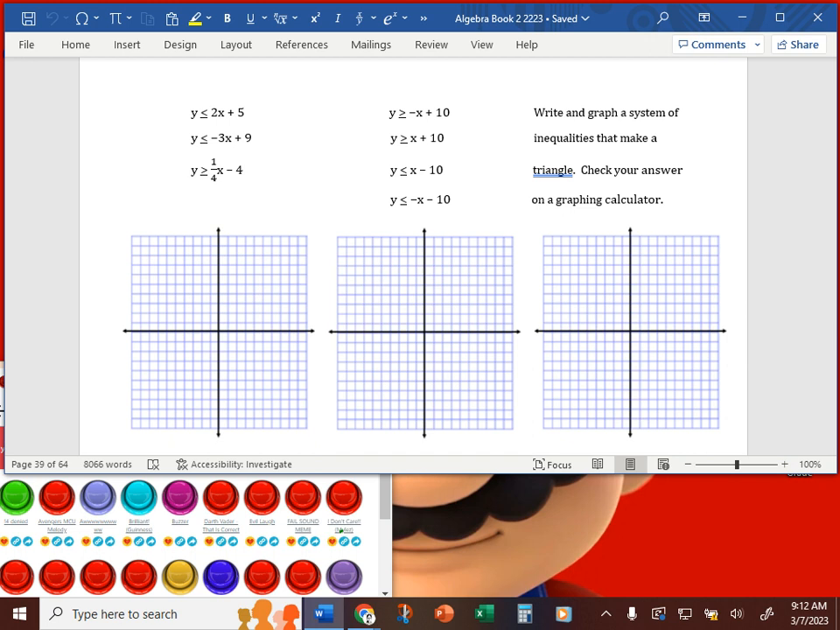If they don't overlap, it means there's no solution to the system. If there's no ordered pair that works in both of them, which you'll see if the shaded regions don't overlap, it means there's no solution. Really good question there.